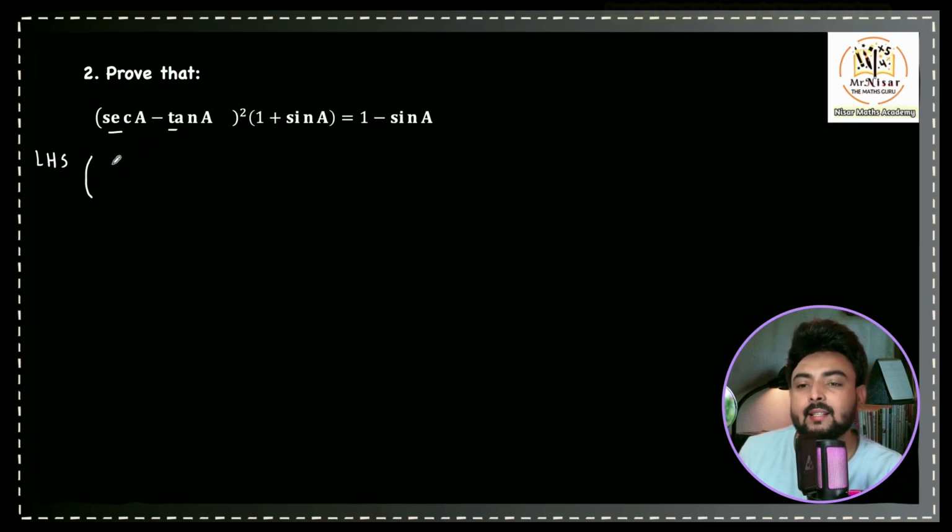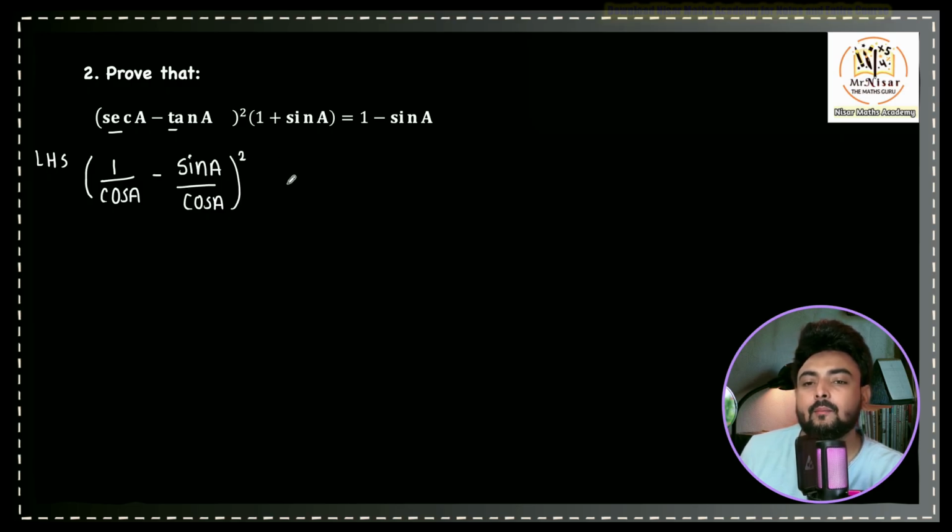So can I say that sec a, sec is the reciprocal of cos. So I can write sec a as 1 by cos a minus tan a, and tan is nothing but sine by cos. So I have written that sine by cos whole square. Then we have 1 plus sine a. Children, now here the denominators are same. So when the denominators are same, what do we do? We write the denominator once. So it will be cos a, 1 minus sine a, and it is whole square.